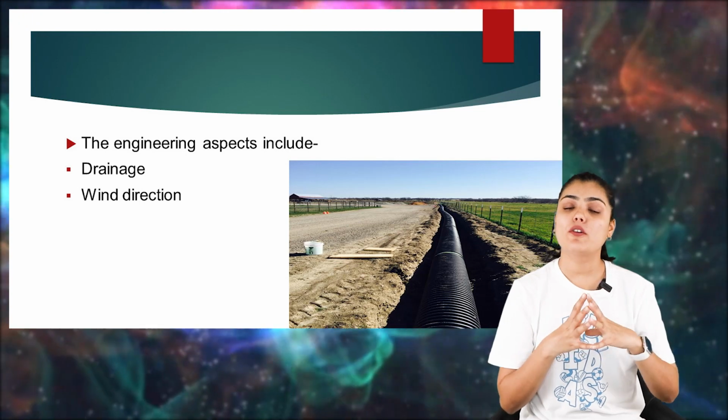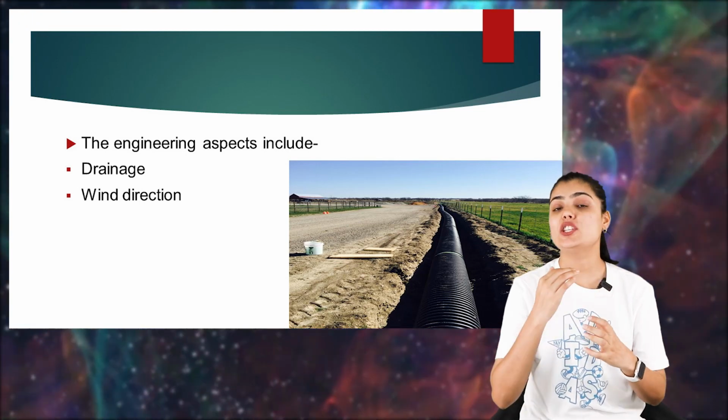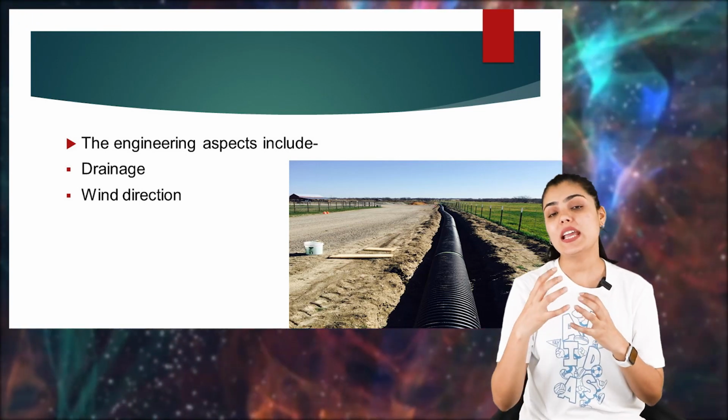Now, in the very beginning of controlled tipping, I told you that it is an engineered operation. So the engineering aspect of controlled tipping includes the drainage, wind direction, distance from the area of collection, the size of the pit, etc. Controlled tipping is a process where a pit is made in order to dispose the waste material. Once the waste material is disposed inside the pit, it is covered with a layer of soil, 6 inches of soil, in order to make sure that the garbage is inside the soil.